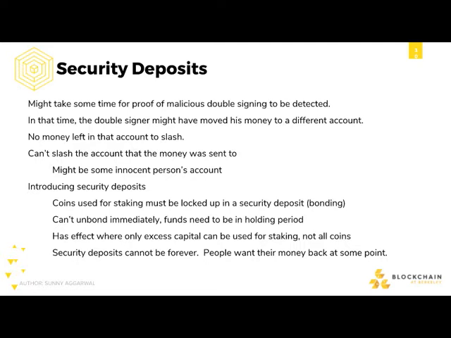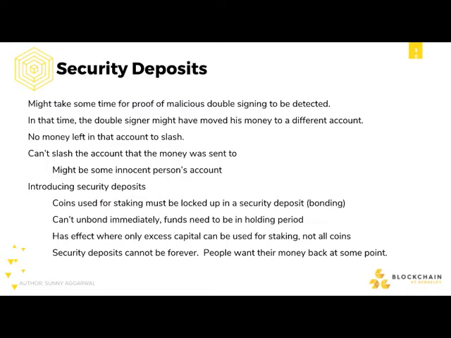We basically have to introduce this concept of security deposits. So coins used for staking must be locked up in a security deposit, but we can't let it go immediately. There needs to be some holding time in order for us to detect this double signing. And this has kind of a negative externality where only excess capital can be used for staking, so it further disadvantages people who don't have that much stake in the blockchain. Yeah, and security deposits also can't be forever because people want their money back.